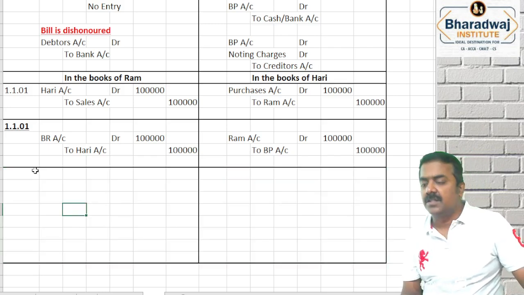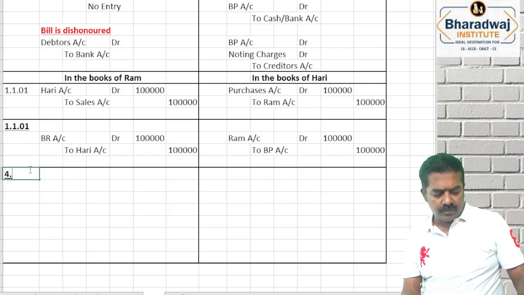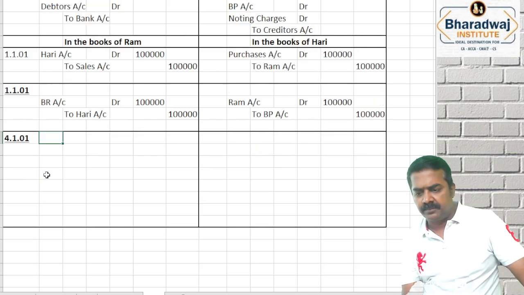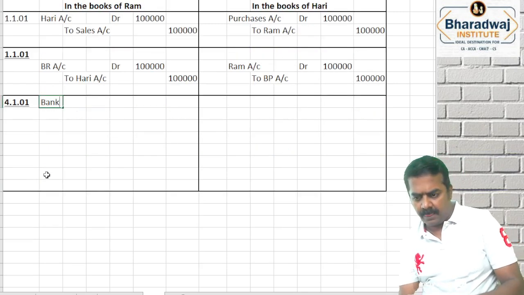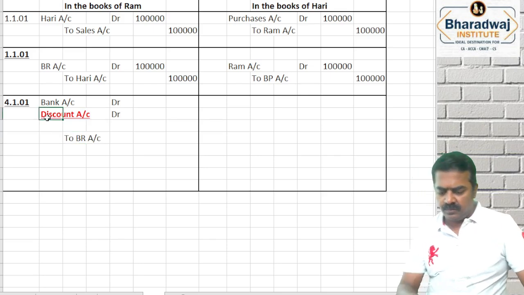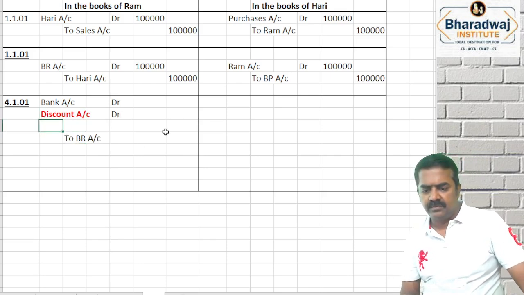Thereafter the bill is discounted. When the bill is discounted? 4/1/2001 the bill is discounted. What is the entry you will pass? Bank account debtor, discount account debtor to bills receivable account. What will be the discount? How many months?